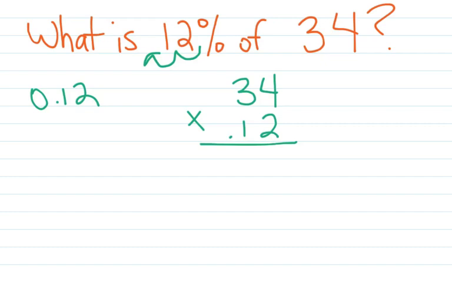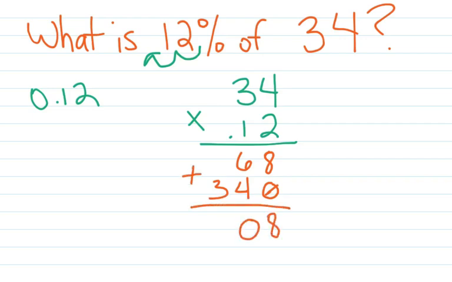So 4 times 2 would give me 8. 2 times 3 would give me 6. I'm on to the next column here. So I'm going to put me a filler 0 there. So fill that gap. 1 times 4 is 4. 1 times 3 is 3. And we add these up. We have 8. 6 plus 4 is 10. Carry the 1. 1 plus 3 is 4.